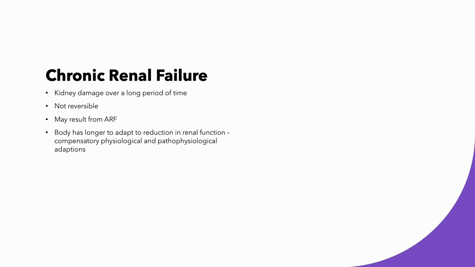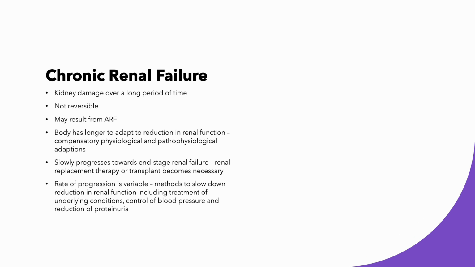Moving on to chronic renal failure, this is kidney damage over a long period of time. It is not reversible, and it can result from acute renal failure. Here the body has longer to adapt to reduction in renal function, and there may be compensatory physiological and pathophysiological adaptations. It slowly progresses towards end-stage renal failure, for which renal replacement therapy or transplant becomes important.